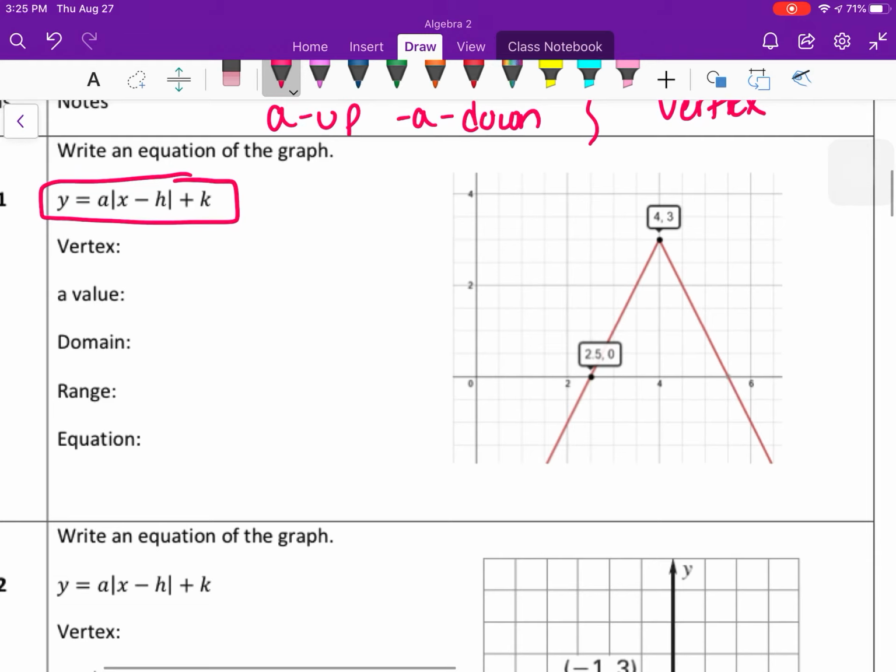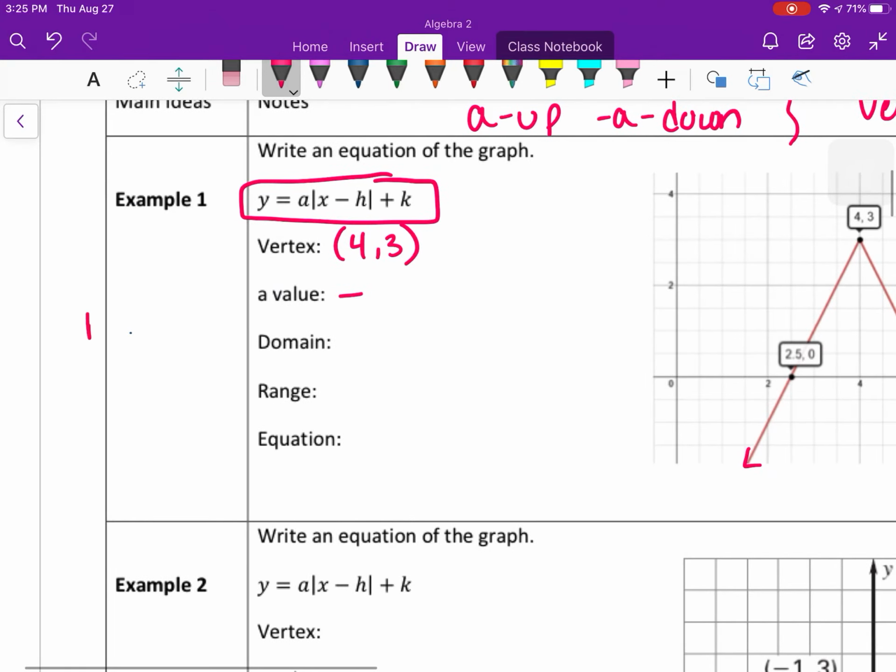Looking at this first graph here, we have the vertex at 4, 3. To find our A value, first we notice that the function opens down here, so we know that our A value will be negative. And then we need to find the slope. How you find the slope of a line, because the branches are two lines that form that V shape, if you remember, is rise over run. That's the vertical distance up and down over horizontal distance left and right.